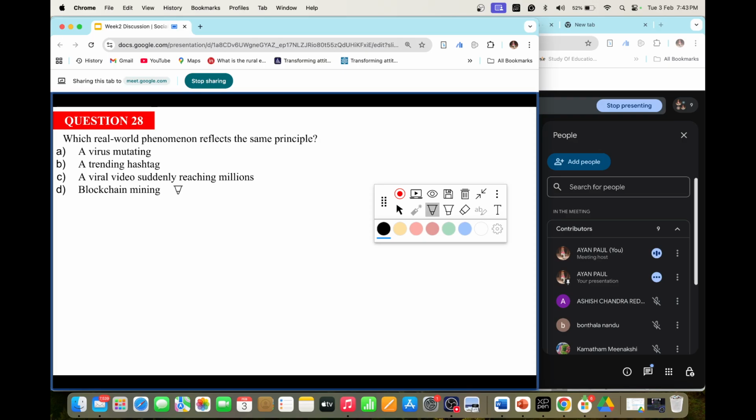So question number 28: which real world phenomenon reflects the same principle? A virus mutating, a trending hashtag, a viral video suddenly reaching millions, or blockchain mining.